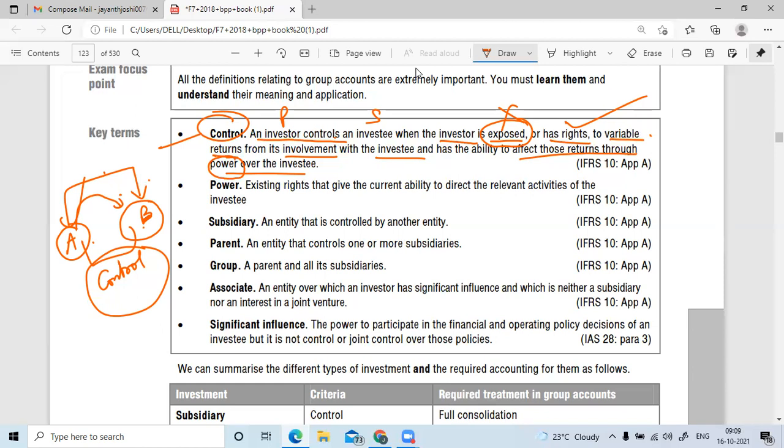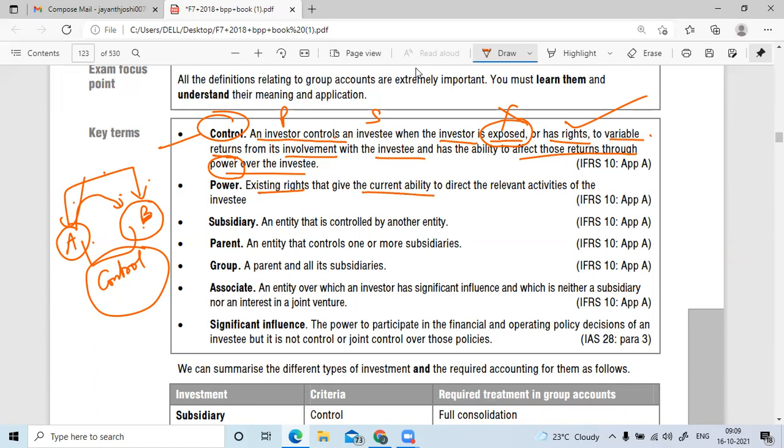So what is control? Whatever returns B generates, A will decide what should be done with that, either to keep, or to invest, or whatever he wants, he will do. And he has the power to do that. Now, what is power? Existing rights. Yes, A has the rights.